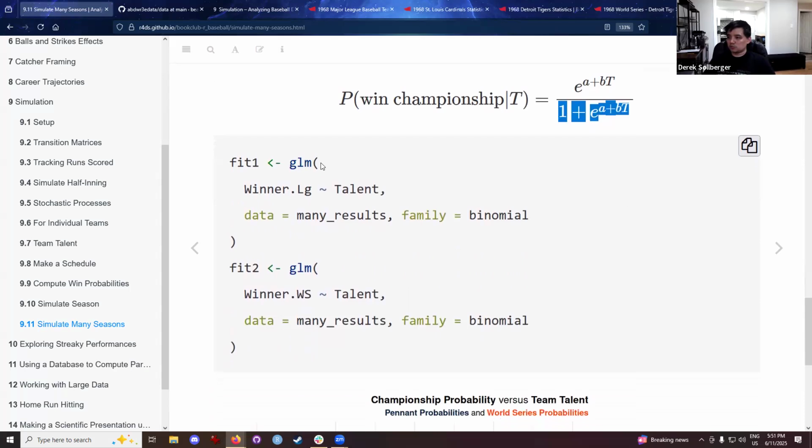For logistic models, generalized linear model code, the first asks: did they win the pennant, that is, did they win the National League or the American League, based on their talent. And this is from our simulation of 100 copies of the season. And in the second model, did they win the World Series based on the talent?